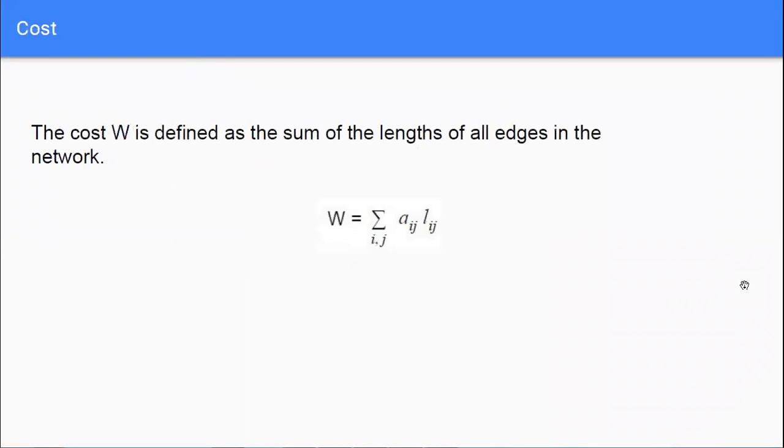The next property is the cost. The cost is simply defined as the sum of the lengths of all the edges in the network, and then it is defined by the formula as shown in the slide.